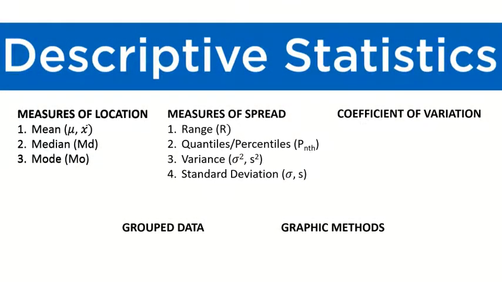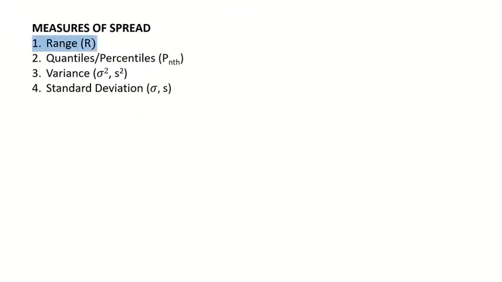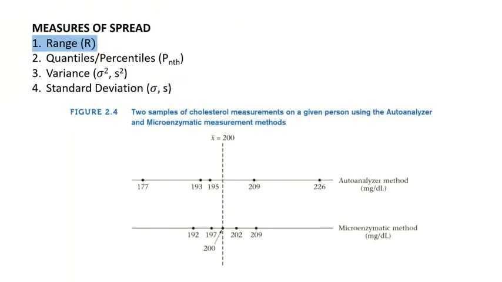Another way to describe data is by the spread among the data points within a data set. So, how can we measure this spread? We can measure the range of the data points. Consider the data shown in figure 2.4 on cholesterol measurements on a given person by two measurement methods.